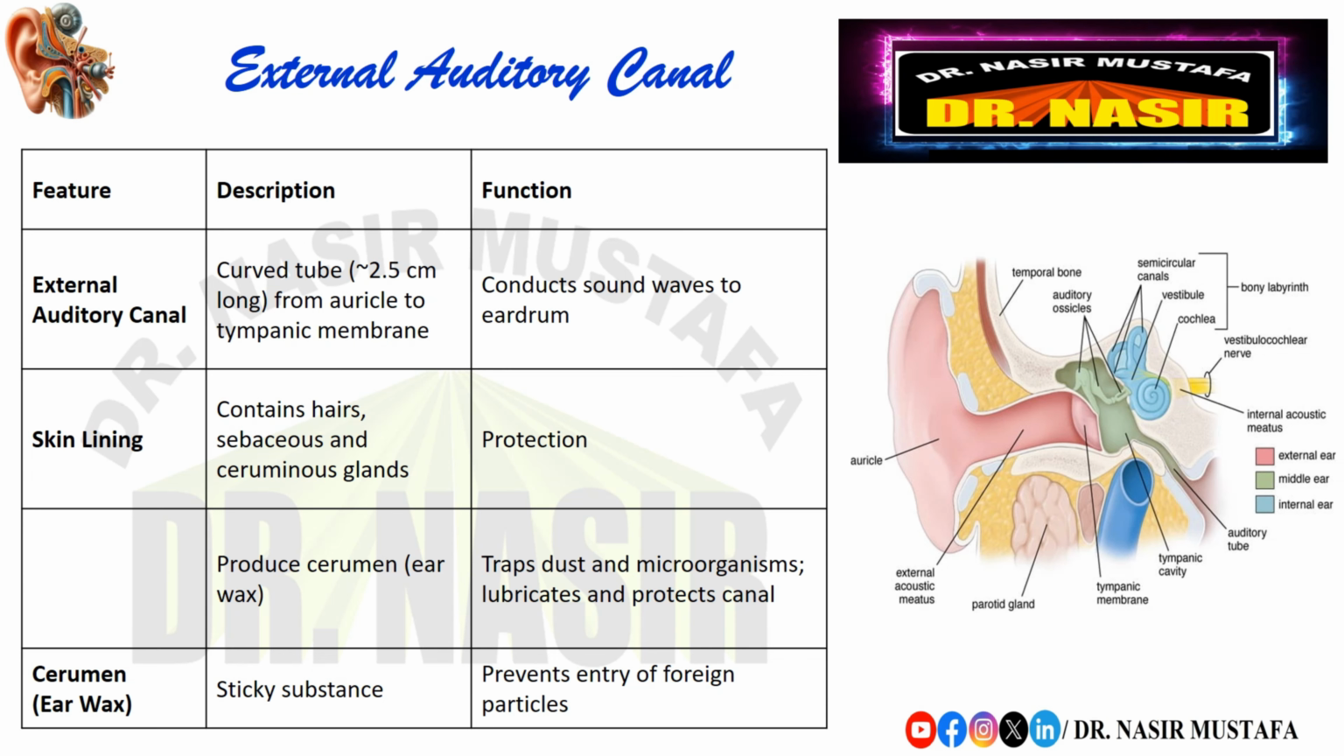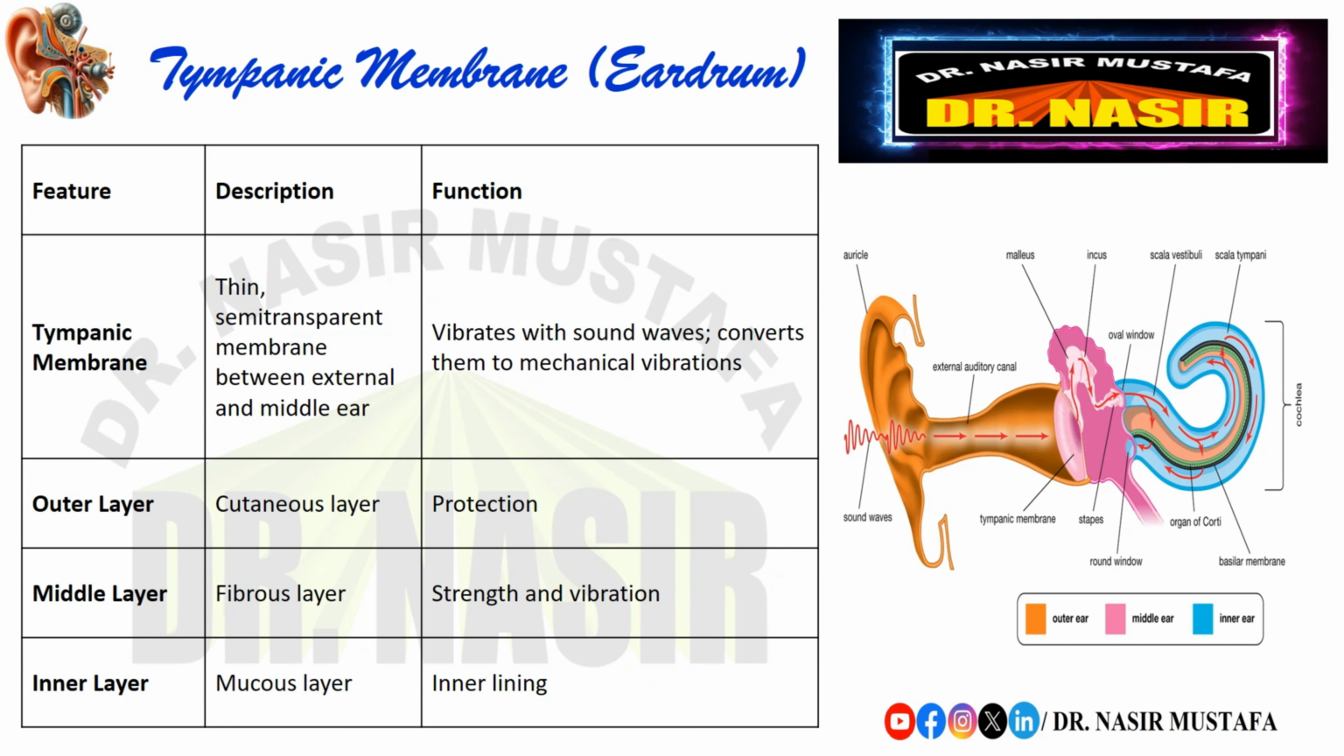At the end of the external auditory canal is the tympanic membrane, commonly known as the eardrum. It is a thin, semi-transparent membrane that separates the external ear from the middle ear. The tympanic membrane vibrates when sound waves strike it, converting sound waves into mechanical vibrations. Structurally, the tympanic membrane consists of three layers: an outer cutaneous layer, a middle fibrous layer, and an inner mucous layer.